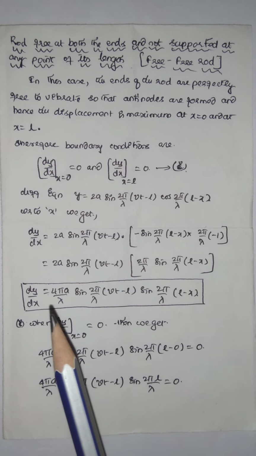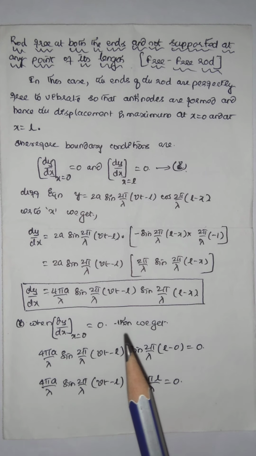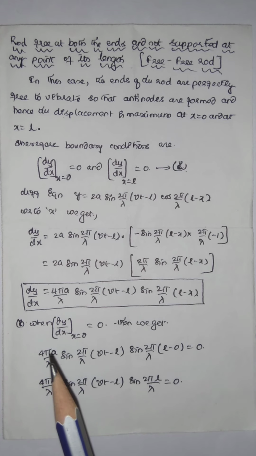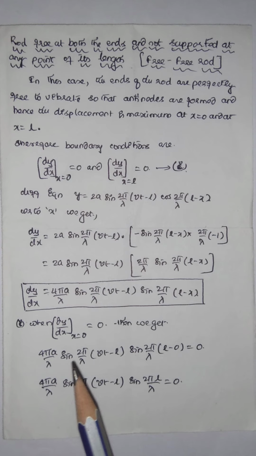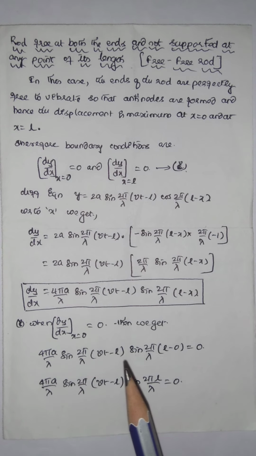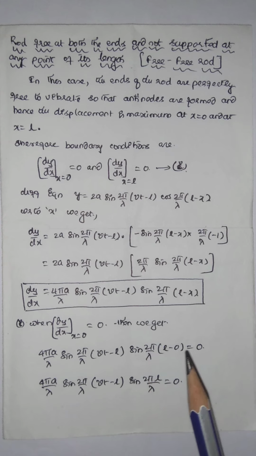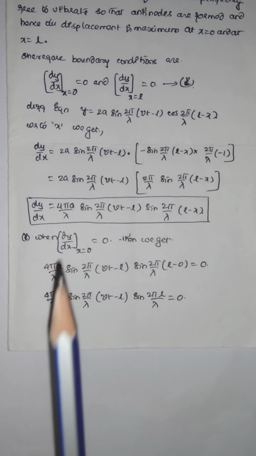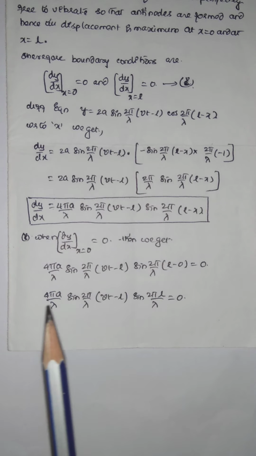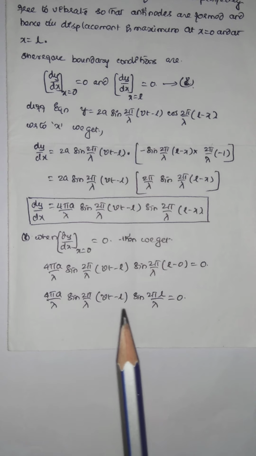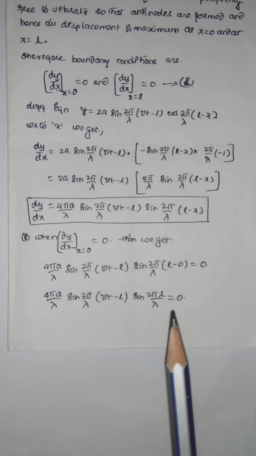Now in this expression, we use the first boundary condition that dy by dx at x is equal to 0 is 0. On account of this condition, this can be written as 4 pi a by lambda into sine 2 pi by lambda into Vt minus L into sine 2 pi by lambda into L minus x, with x is 0, is equal to 0. Now when we put x is equal to 0 here, this can be written as 4 pi a by lambda into sine 2 pi by lambda into Vt minus L into sine 2 pi L by lambda is equal to 0.